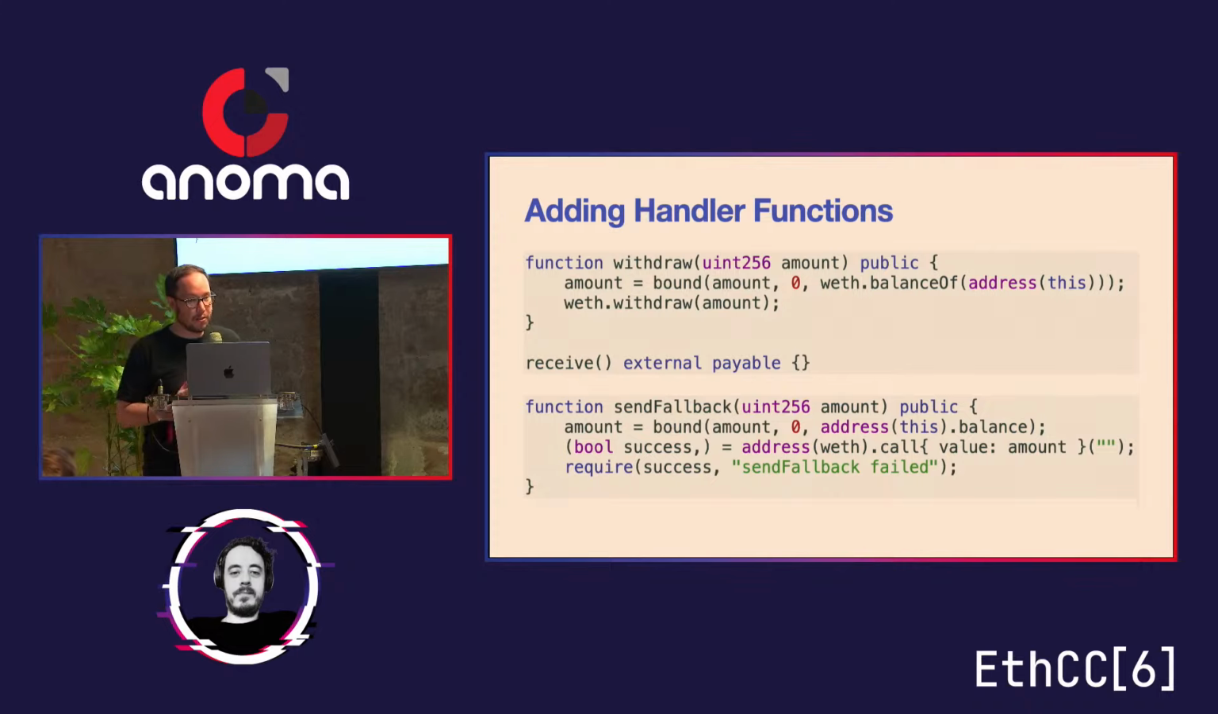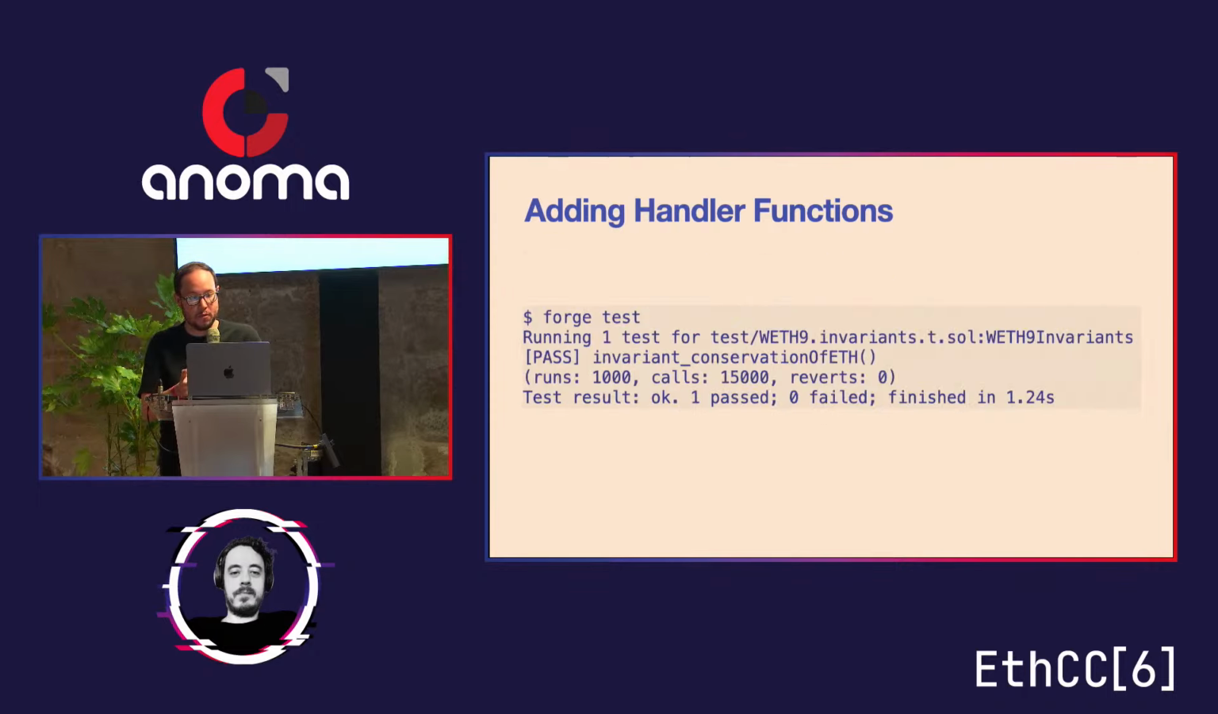Send fallback is kind of interesting, right? In this handler function, we need to trigger the fallback function on WETH. So this looks similar to deposit, right? But rather than call deposit directly, we're going to use a low-level call in order to invoke the fallback function and send ETH directly. Cool, and once we've added these, we run our tests again, and we can see they still pass. So our invariant is still holding as we've exposed more behavior to the fuzzer.